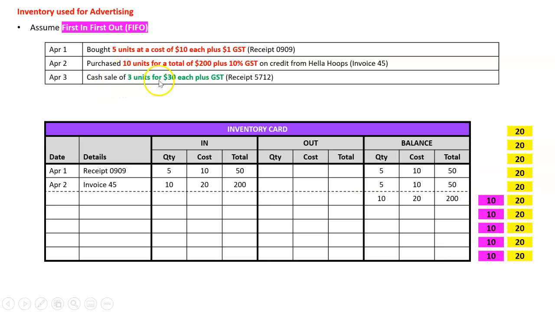Then we sold 3 units for $30 each plus GST, receipt 5712. First thing we remember with the inventory card is we never need the sale amount, we just deal with cost prices in here. We'll need the sale amount for other things, but not for here. So we can ignore that.